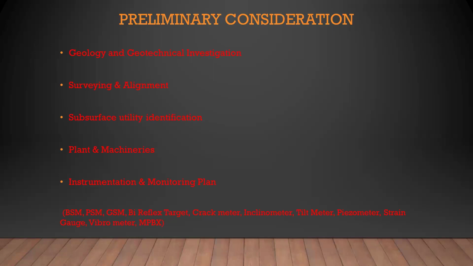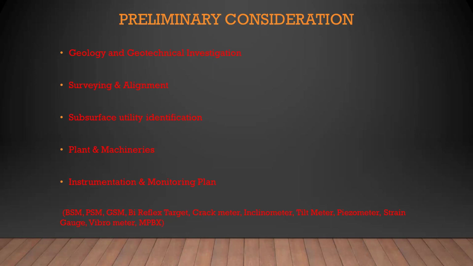Then survey and alignment. The selection of the tunnel alignment depends on topography of the area, points of entrance and exit of the area, alignment restraints, then environmental conditions. Next, subsurface utility identification. Metro lines are mostly planned to run through the urban area. The proposed alignment may affect many properties, drainage, and a large number of surface and utility services such as sewer, water mains, stormwater drains, telephonic cables, electrical transmission lines, electrical pipes, etc.